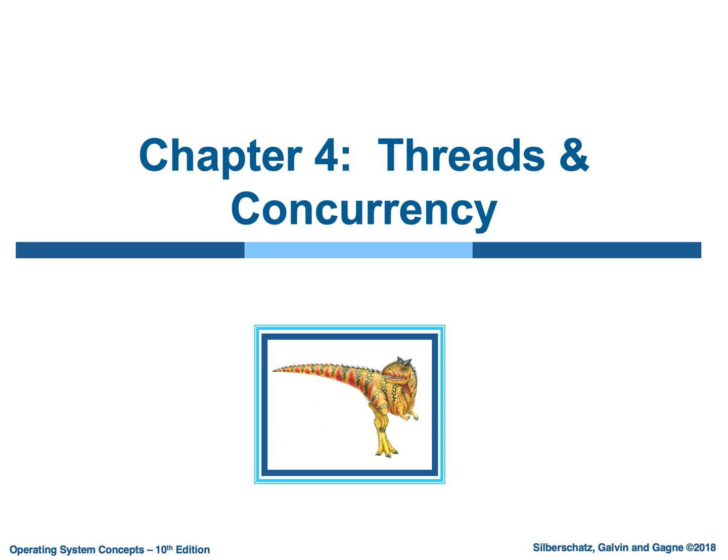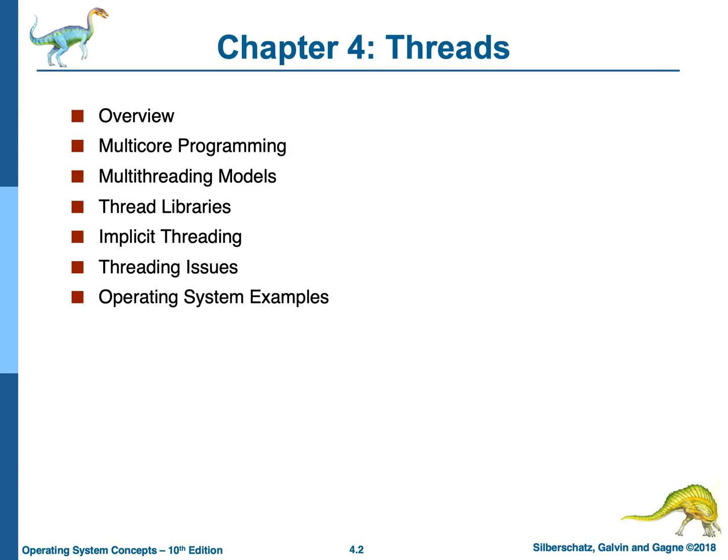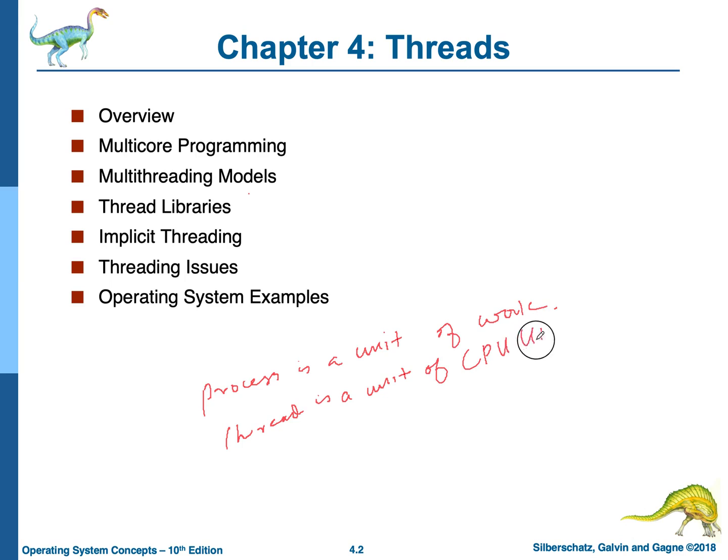As we have already studied processes, we know that a process is actually a unit of work. We say that a process is basically a unit of work, right? Whereas the thread is a unit of CPU utilization.